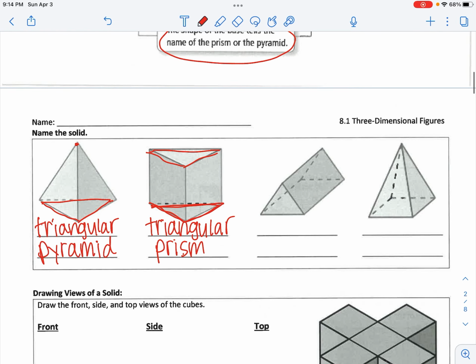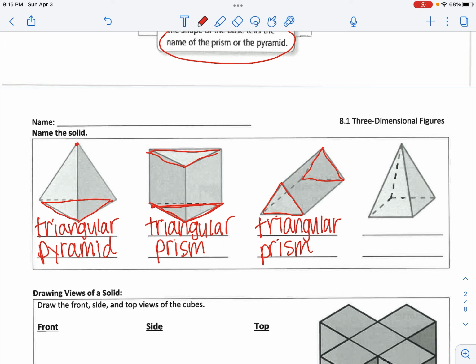Okay, on this one, I have to find my base or my bases, and that's right here. Remember, if it comes to 1 point, it's a pyramid. If it doesn't, it's a prism. So this has 2 bases, so it's a prism. And what shape are my bases? They are triangles. So it's going to be a triangular prism, just like the one to the left.